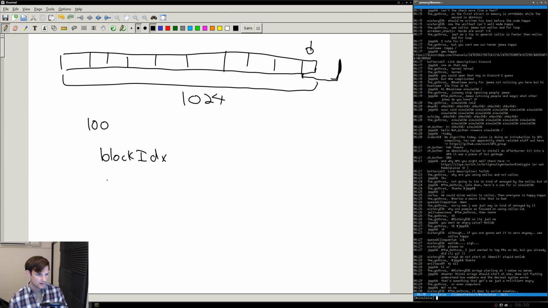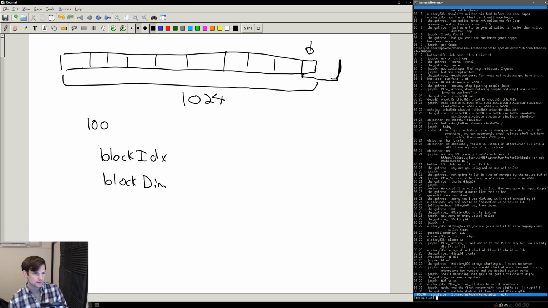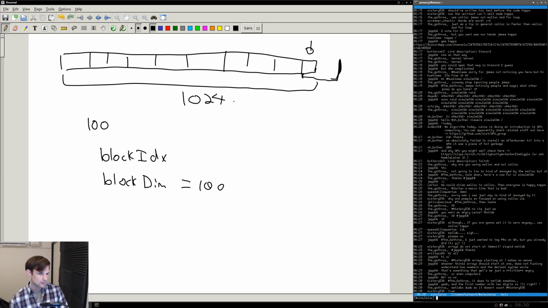The block dimension is going to be how big each block is. For example, if each block is 100, block dimension will be 100. This is hard to notate. We'll say this is going to be equal to j, and this is going to be equal to i, right? So this means 1, 2, 3, 4, 5, 6, 7, 8, 9, 10, 11. Pretend I had 11 there.